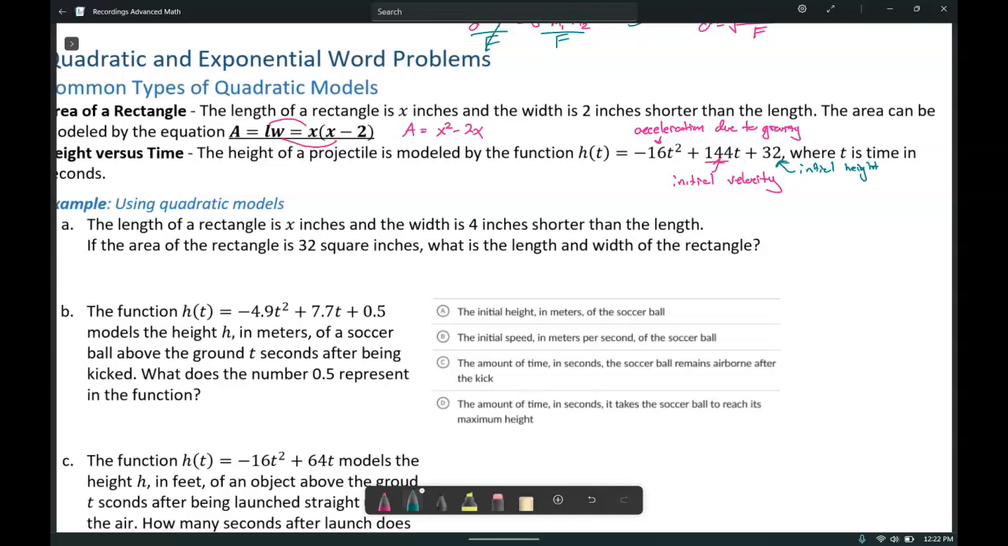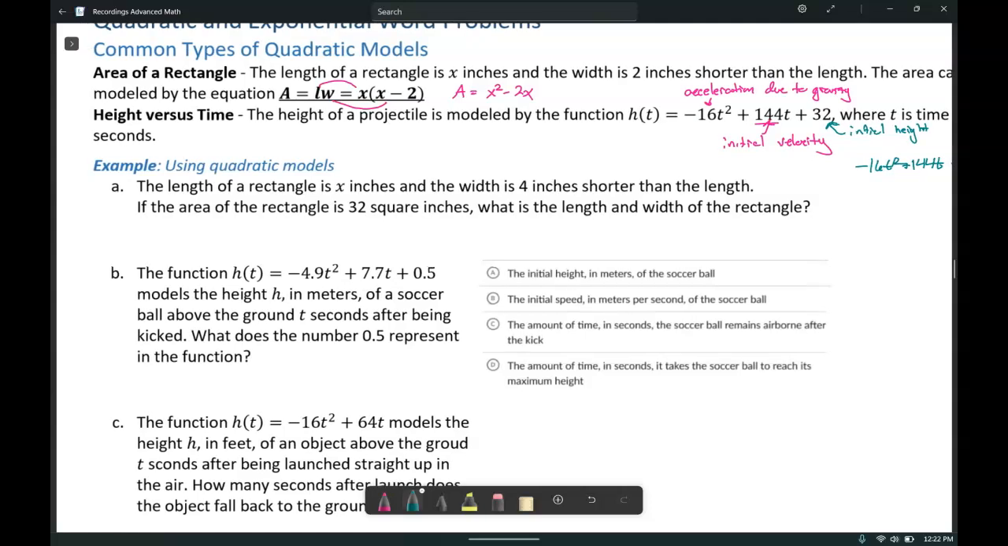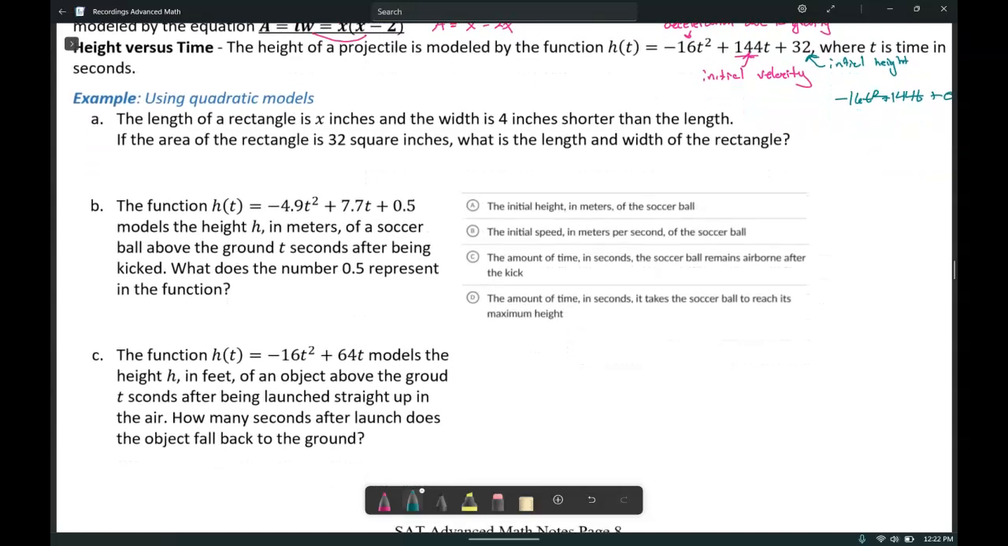Now another value that's really important to understand is the initial height. That is our y-intercept. That is our starting point. The constant will always be the initial height. If there was no constant there, then what we would have is an initial height of 0. So let's look at how we can use quadratic models.